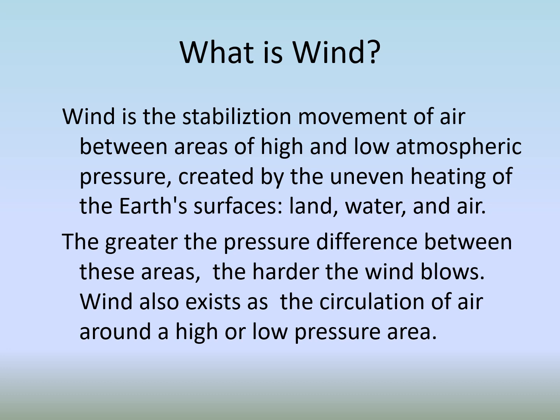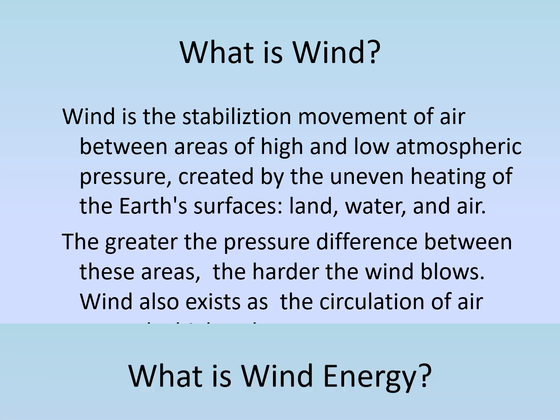What is wind? Wind is the stabilization movement of air between areas of high and low atmospheric pressure created by the uneven heating of the earth's surfaces, land, water and air. The greater the pressure difference between these areas, the harder the wind blows. Wind also exists as the circulation of air around a high or low pressure area.